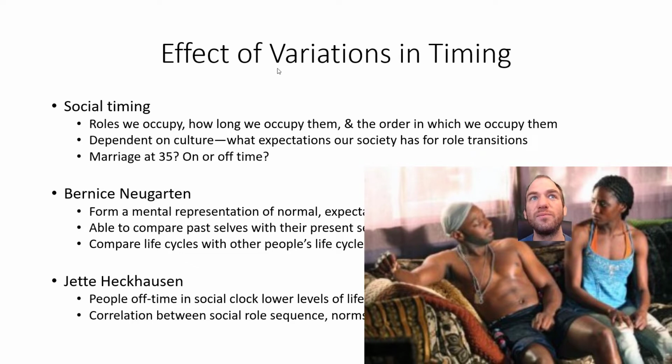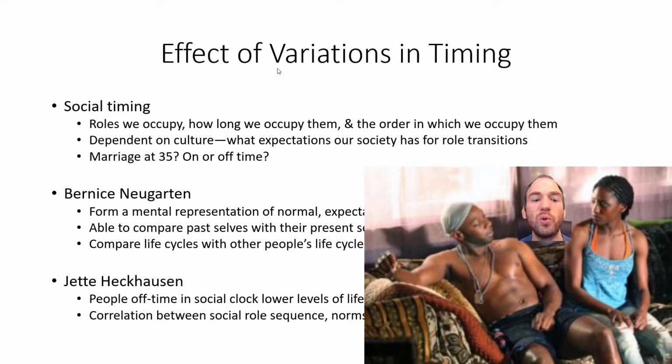Therefore, an individual who is unmarried at, say, 28 in 1900 versus an individual who's not married at 28 in 2022, you're going to have two different sets of evaluations, because the expectations in that historical era and that culture are different for that role transition, specifically marriage.